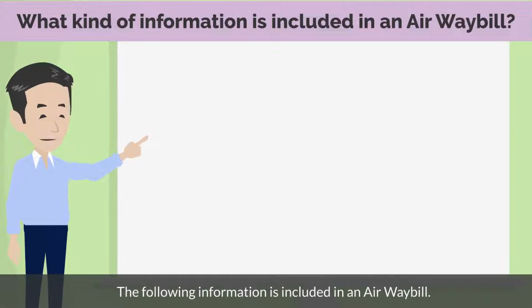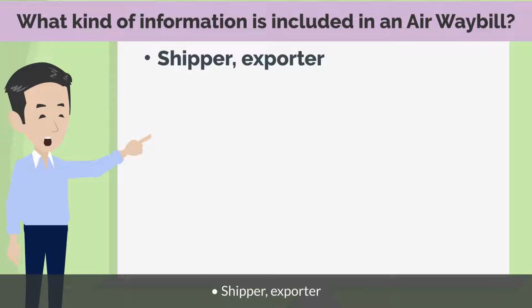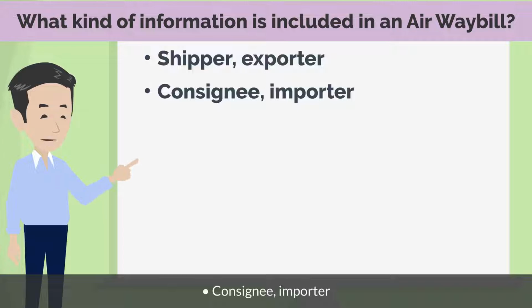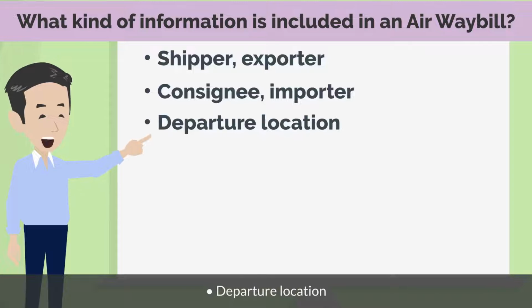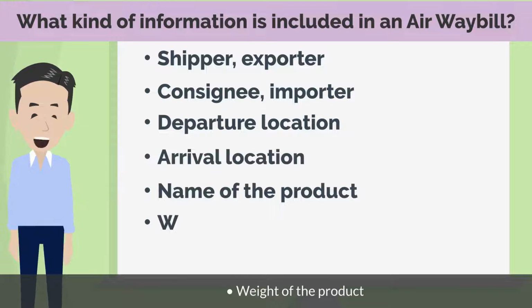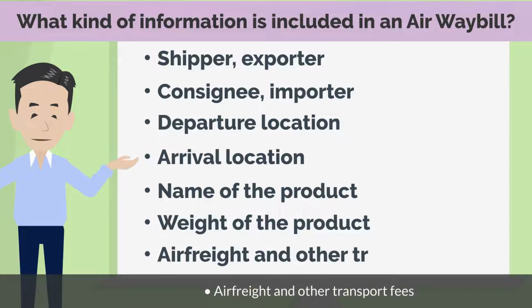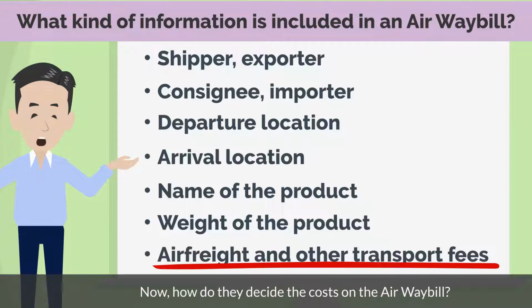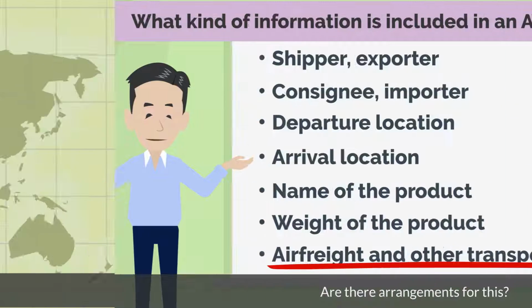The following information is included in an airway bill: shipper, exporter, consignee, importer, departure location, arrival location, name of the product, weight of the product, air freight and other transport fees. Now, how do they decide the costs on the airway bill? Are there arrangements for this?